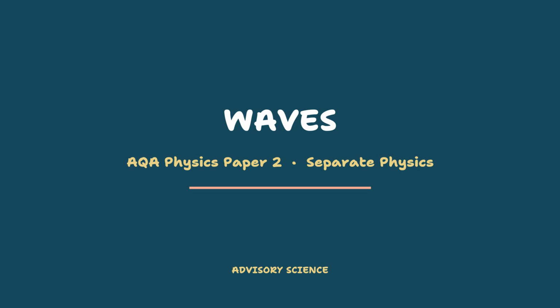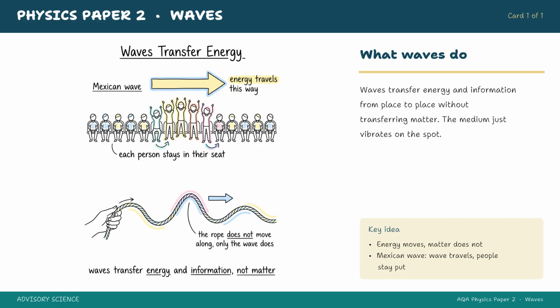Waves. What do waves do? Waves transfer energy and information from place to place without transferring matter. The water, the air, the rope, they all just vibrate on the spot and let the energy pass through them. If you imagine a Mexican wave going round a stadium, the wave races around the grounds, but every person stays in their seat. The energy moves, but the people don't.